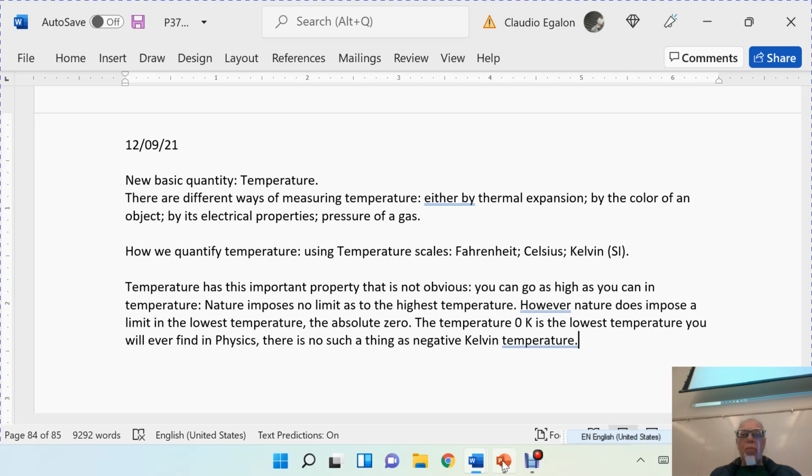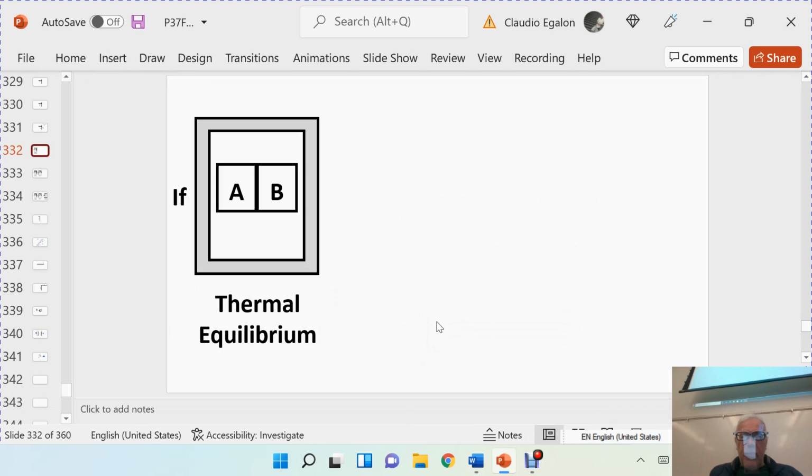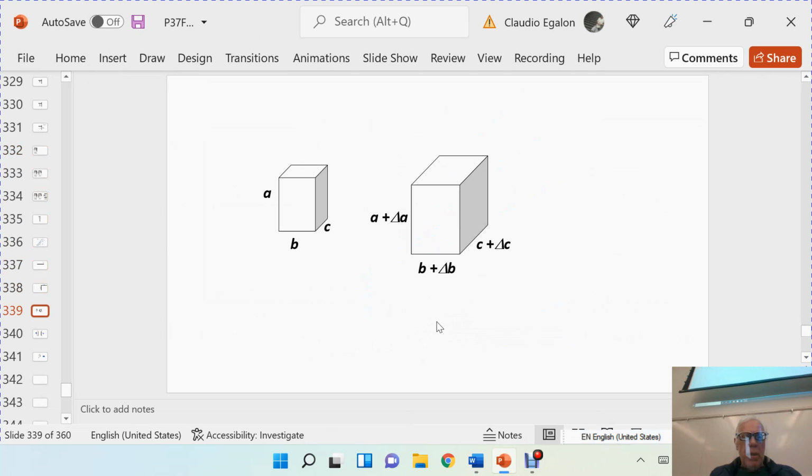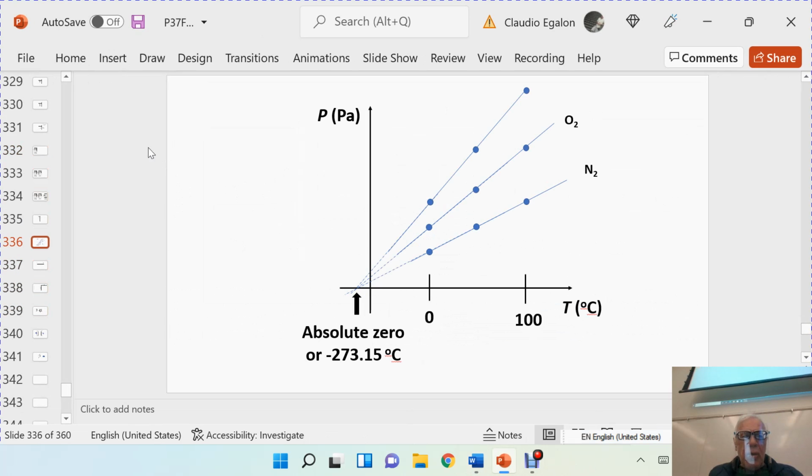Let me see if I have a slide here. Oh yeah, here you go. Maybe I have a better slide. Let me check if I have a better slide here.